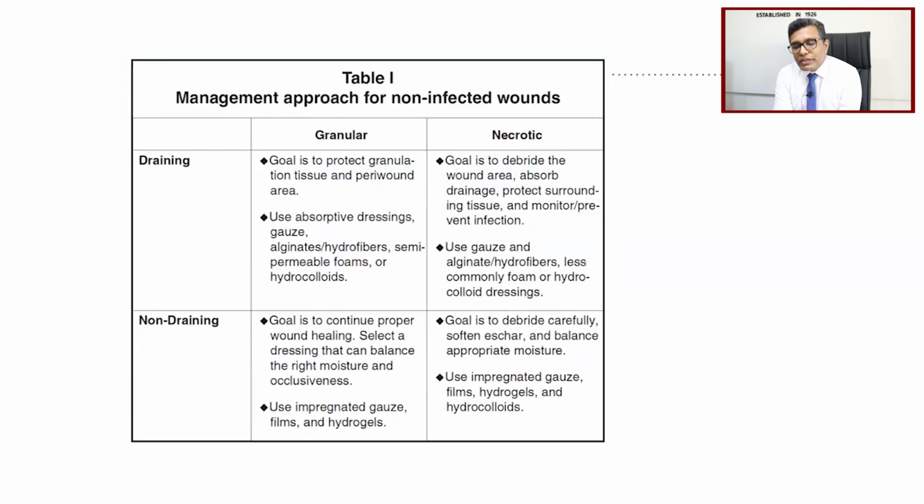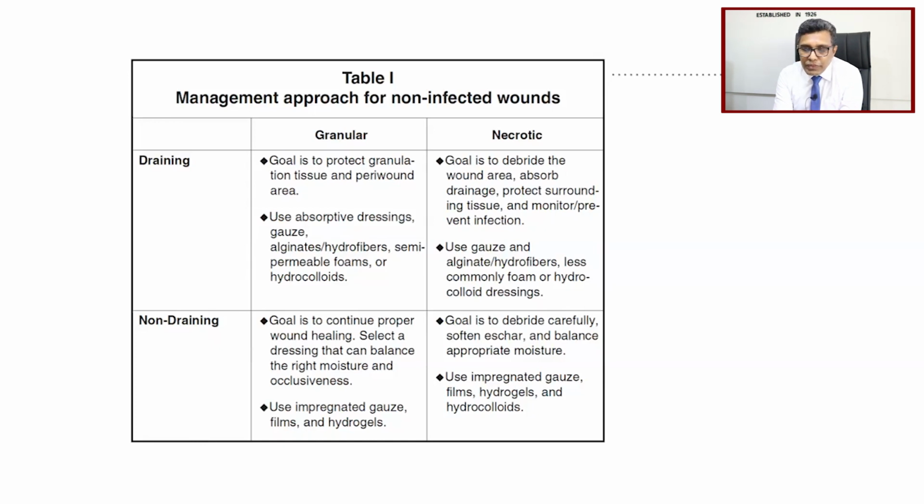So in a nutshell, what you do is, for the draining wounds with granulation tissue, you need to protect the wound and also protect the wound surrounding area. So you need an absorptive dressing and also a dressing that occludes from moisture that is draining into the normal tissue. Now if there is necrotic tissue, you need to have something that can actually do some enzymatic debridement and then clean the wound itself. Now non-draining wounds, you need to have moisture and occlusiveness.